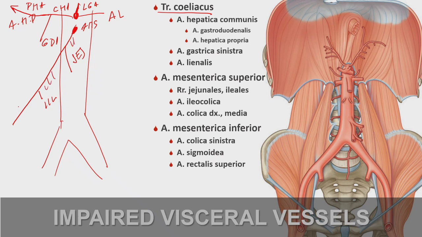Then the last is ileocolic artery. Ileocolic artery is supplying terminal ileum and cecum. And then we have here two important branches to colon. One is right colic, the second is middle colic artery.